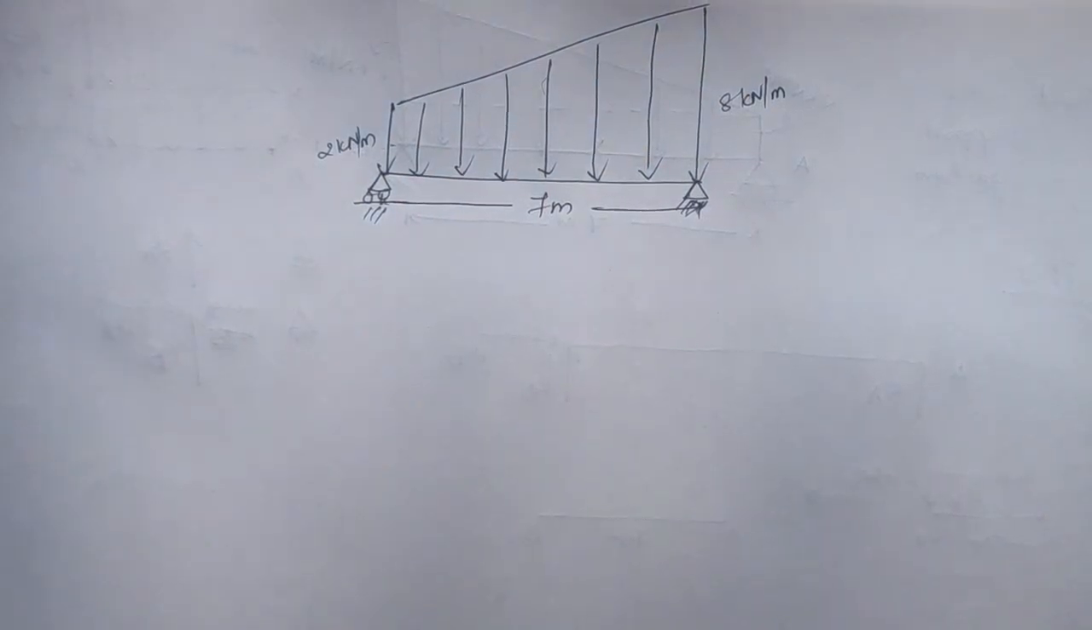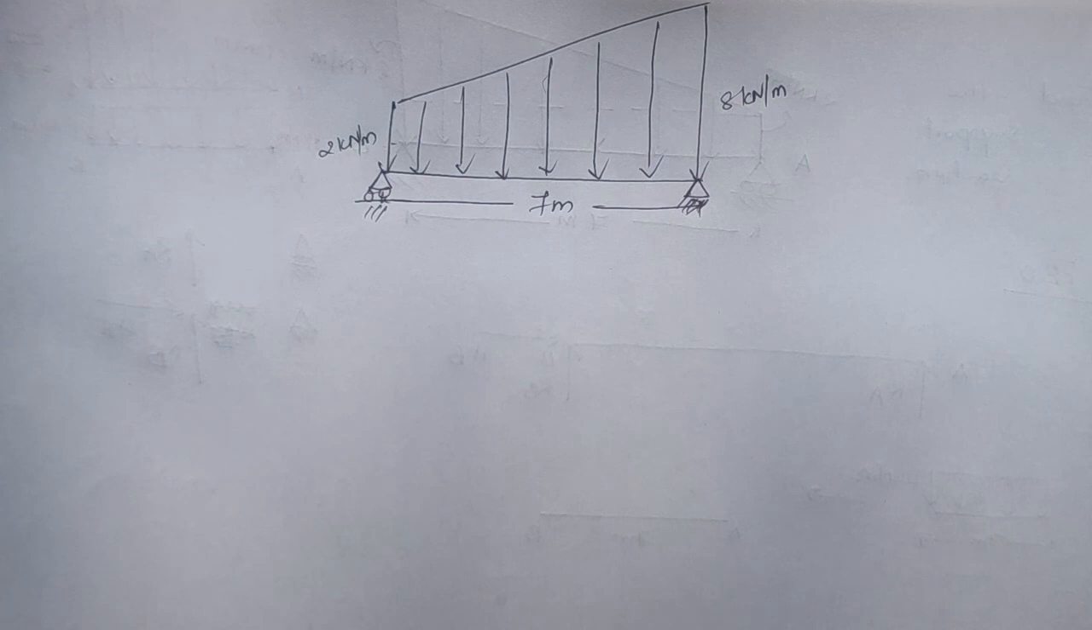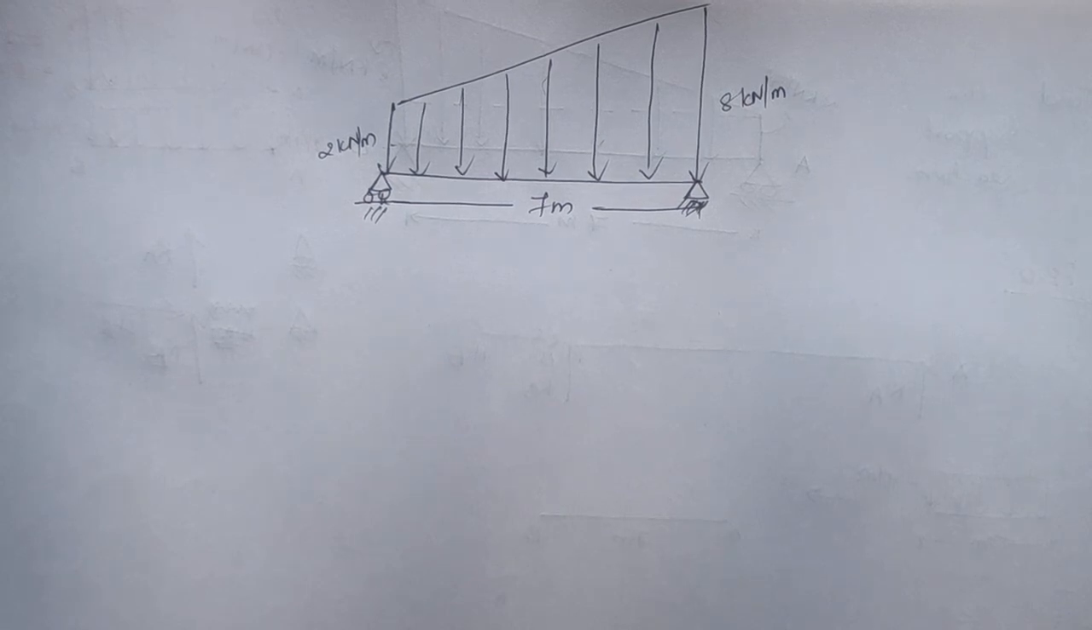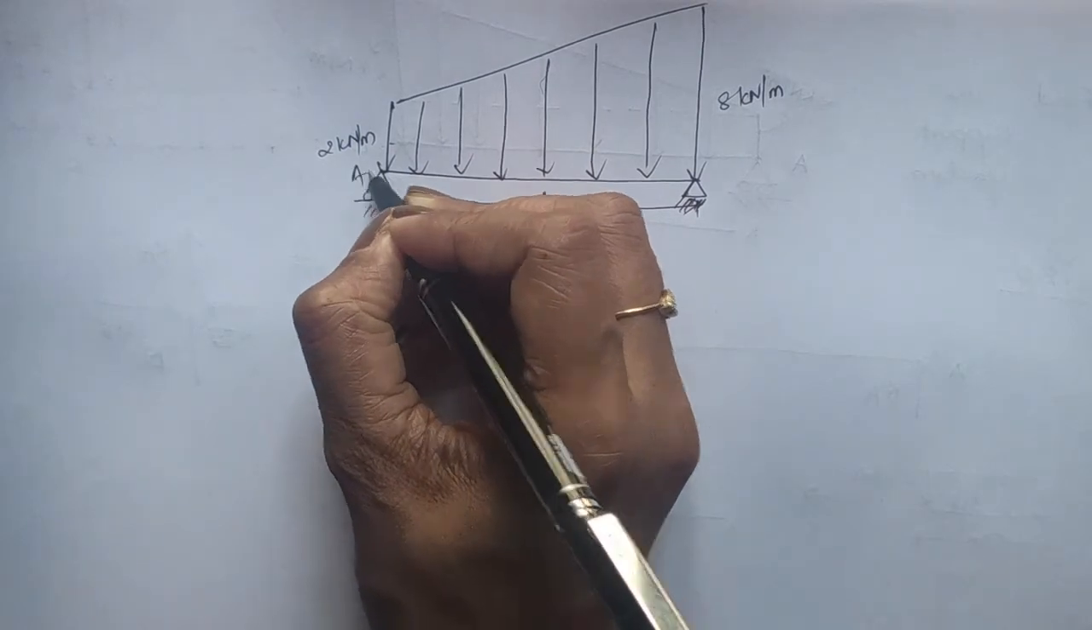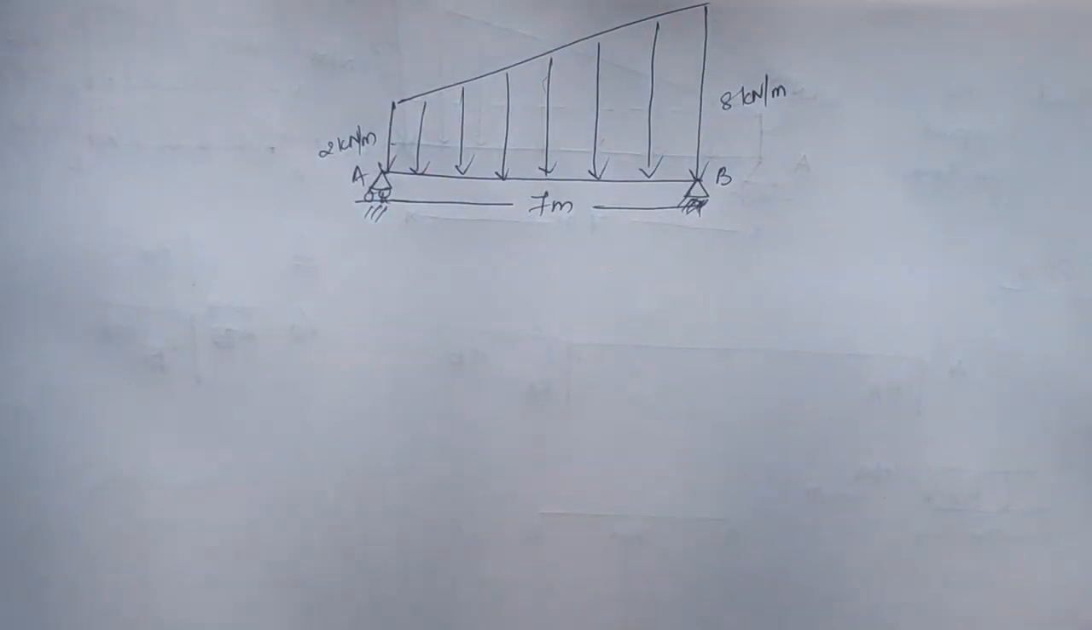Good morning everyone. So we'll go to the next video, that is the next problem on beams, where you have a trapezoidal load given to you in the question. As you can see, there is a trapezoidal load with a roller support at point A and a hinge support at point B. So how to proceed with this problem?